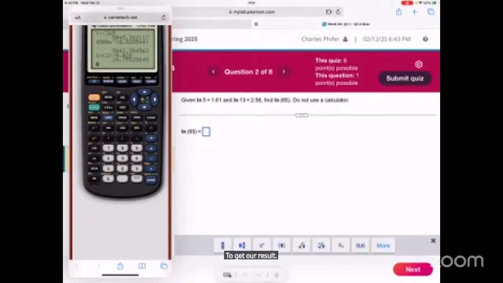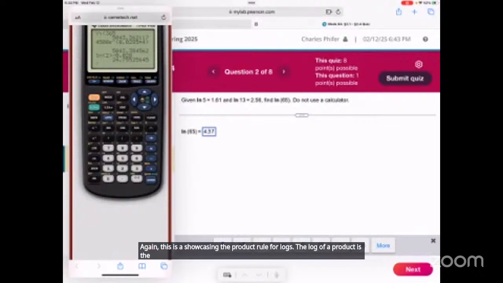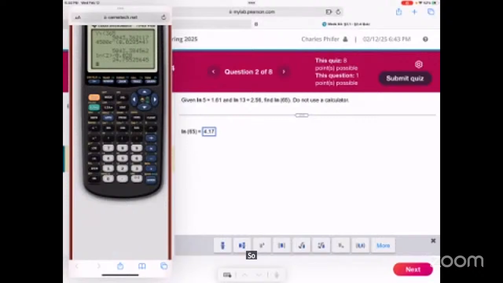Let me see. It's a 7, 11, carry the 1, 3, 4. So 4 point this. Oops. I'm just going to go with it. Again, this is showcasing the product rule for logs. The log of a product is the same as the sum of the logs. So if we just add those two results, that should be what it is. Okay. We still have a solid 30 minutes.